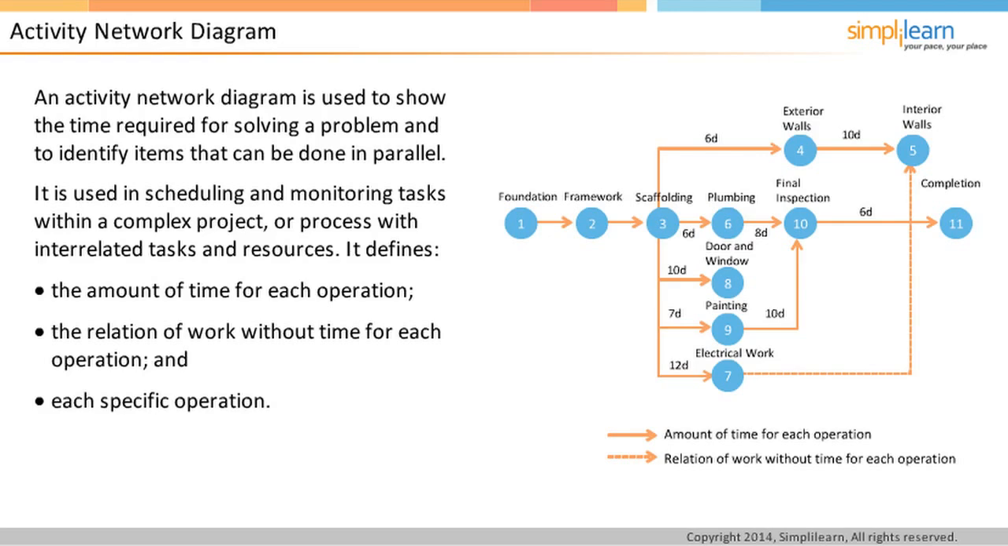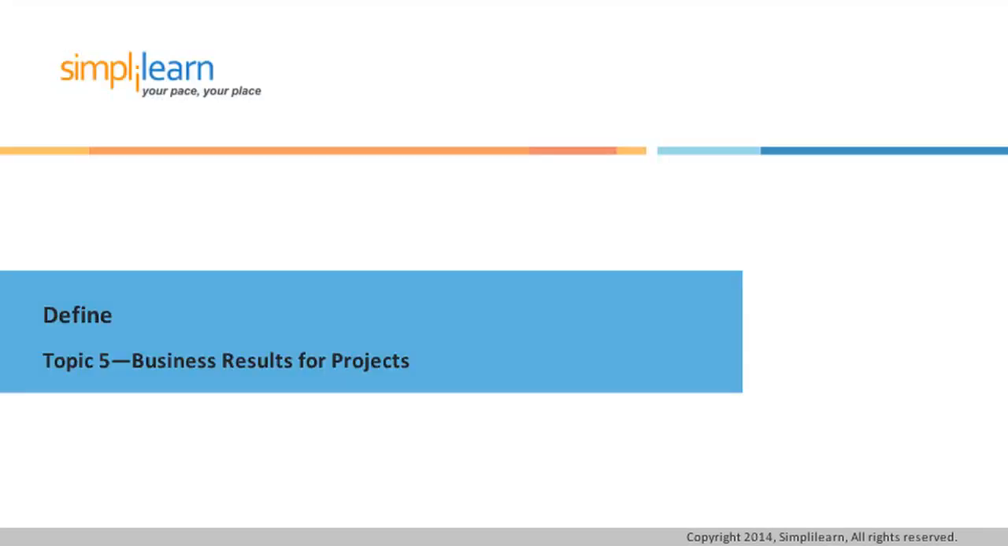In this topic, we will introduce business results for projects. Let us start with the discussion on defect per unit. We will learn about throughput yield in this screen.